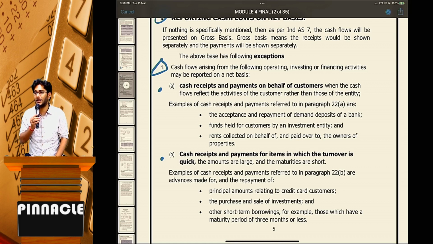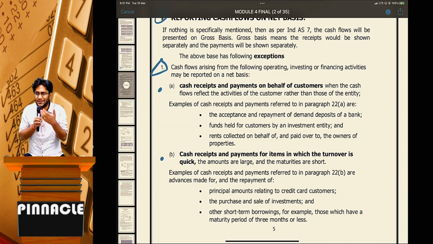Example, you are doing an agency business, sir. Agency business, the customer will give you money. This money I will pay to somebody. I am kind of a broker here between the customer and the original service provider. I will only receive money, I will only pay money. But the inflow is not my inflow, the outflow is not my outflow. I am a commission agent there. Tell me sir, is it correct from my cash flow statement point of view to show gross inflows and gross outflows? It is not correct. Therefore net it off.